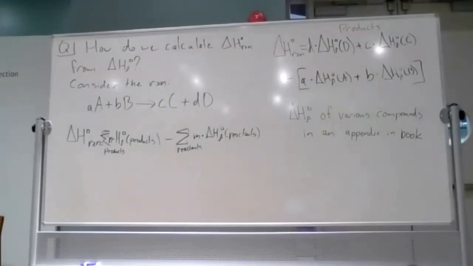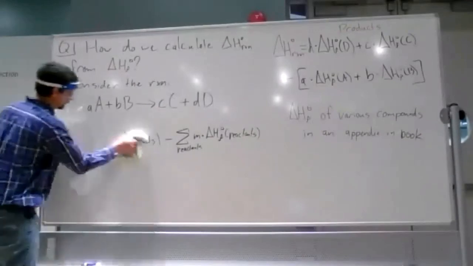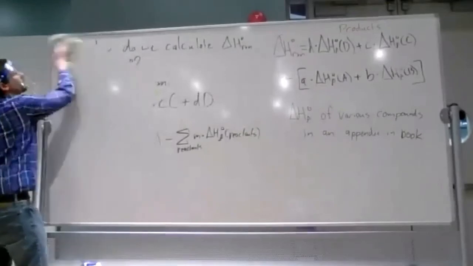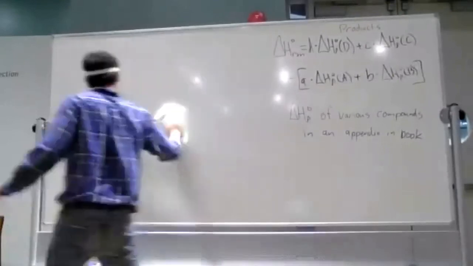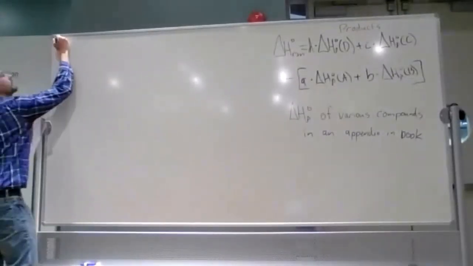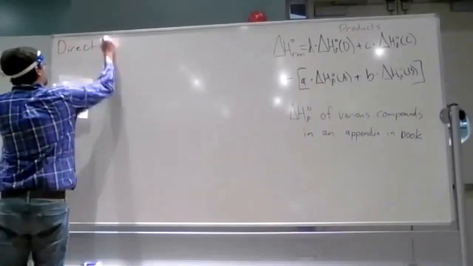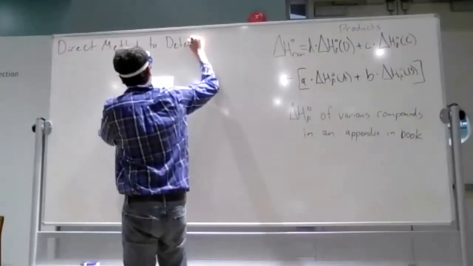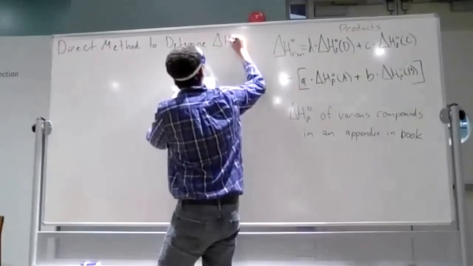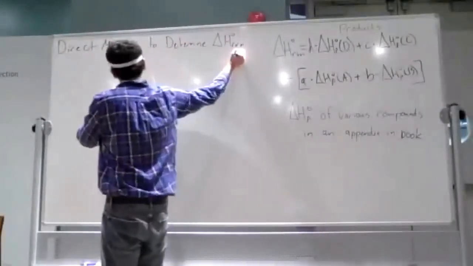So let's talk about the two methods that there are to determine this heat of reaction. Am I okay to erase this stuff? So there's what's called the direct method and another method called the indirect method. Let's talk about the direct method first, and then we'll talk about the indirect method. So direct method to determine the heat of reaction.